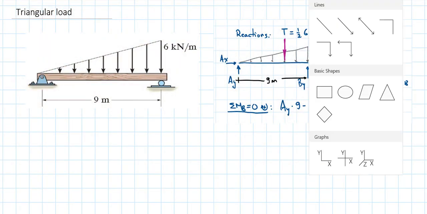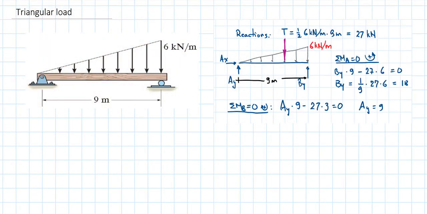So my free body diagram. You cut anywhere you want. You put your forces. What forces do you put? Well, you put this one, which is 9. You put your triangular force. Oops.